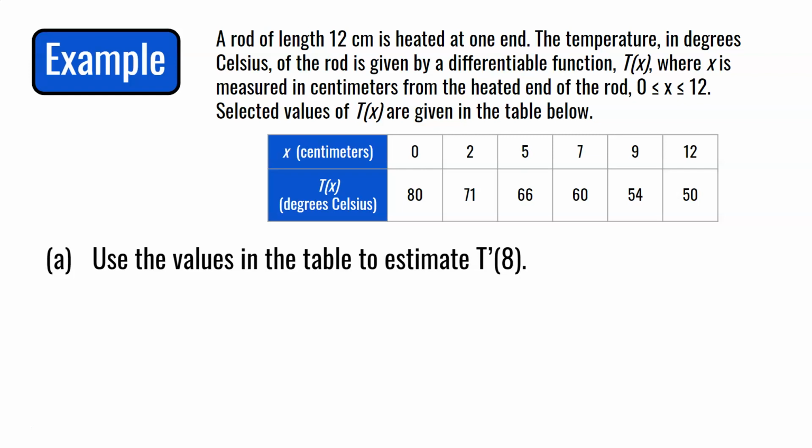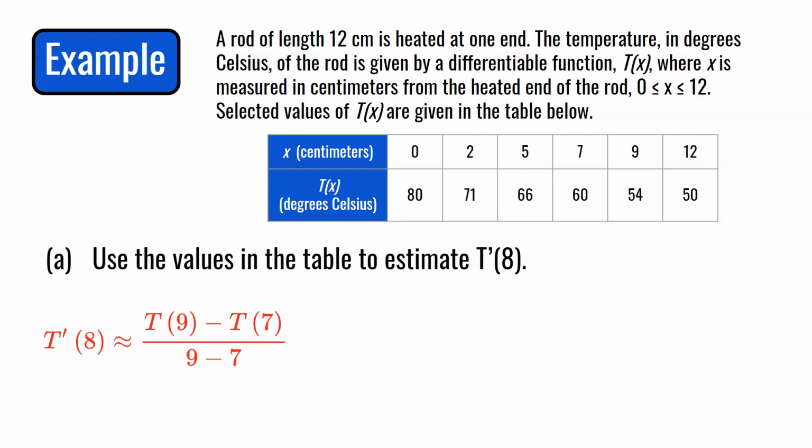We know that whenever we are given a table of values and asked to estimate the derivative, we are going to use the average rate of change formula over an appropriate subinterval which contains the value of x where we are trying to estimate the derivative. In this case, we are going to estimate the derivative when x is equal to 8, and looking at the selected values of T of x, we clearly see that x equals 8 falls in between x equals 7 and x equals 9. Therefore, I set up my difference quotient for my average rate of change as T of 9 minus T of 7 divided by 9 minus 7.